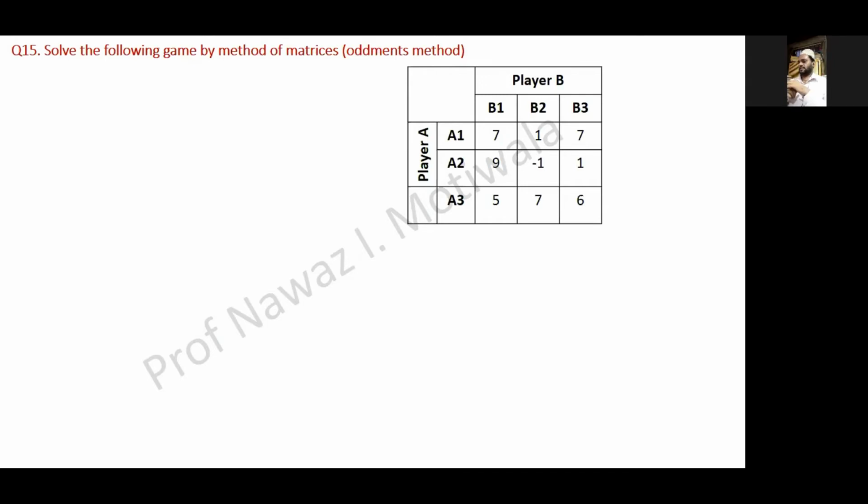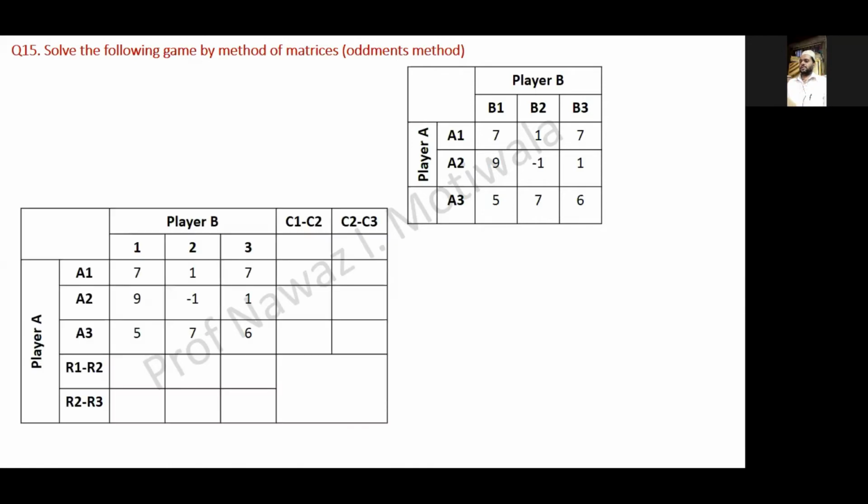There are 3 rows and 3 columns, hence it is a 3 by 3 matrix. Now we will see the procedure for how to solve a 3 by 3 game by Oddman's method. So here you have to make 2 columns and 2 different rows. In the first column, as the heading says, it should be C1 minus C2. That means you have to subtract column 1 values with column 2. Similarly, in the second column, you have to subtract column 2 values with column 3. Similarly row-wise, the first row will be R1 minus R2 and the second will be R2 minus R3.